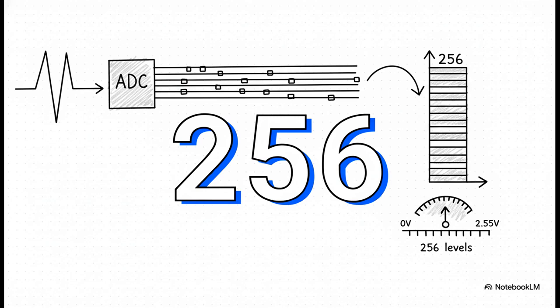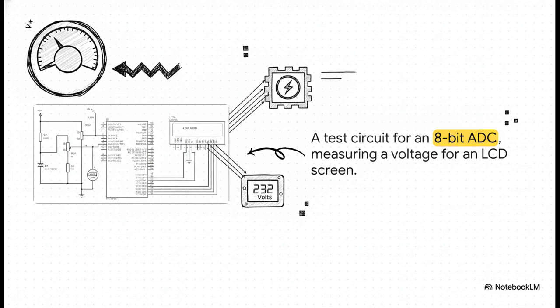More than enough, actually. And here's a typical 8-bit setup in action. See, as we turn the dial, the voltage changes. The ADC inside that microcontroller reads the change, converts it to a number between 0 and 255, and bam, it shows up on the screen. Simple, fast, and it just works.